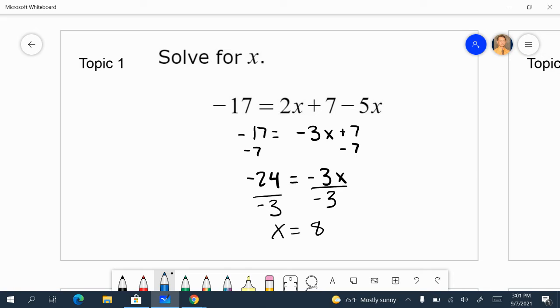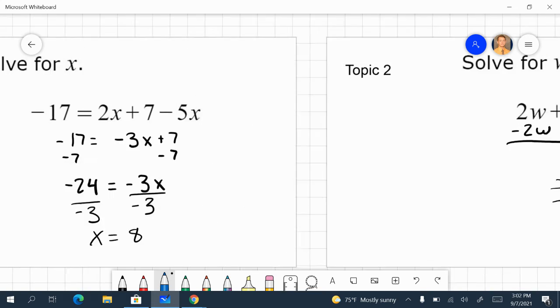Topics 1 through 5 are all supposedly review stuff for you. These are all things that we could have done in Algebra 1 even in high school. So I don't really have that much to say about them. I've already got them drawn out. For topic 1, if you want to pause the video and look at it, my work is shown. Basically, you're going to combine like terms and then solve for x. There's not much more to that topic.